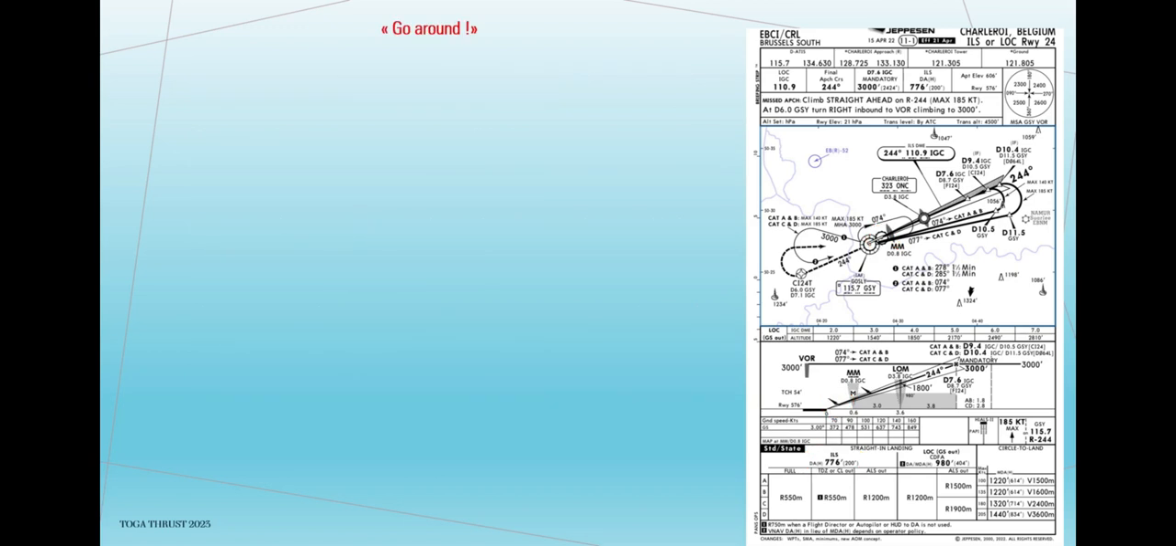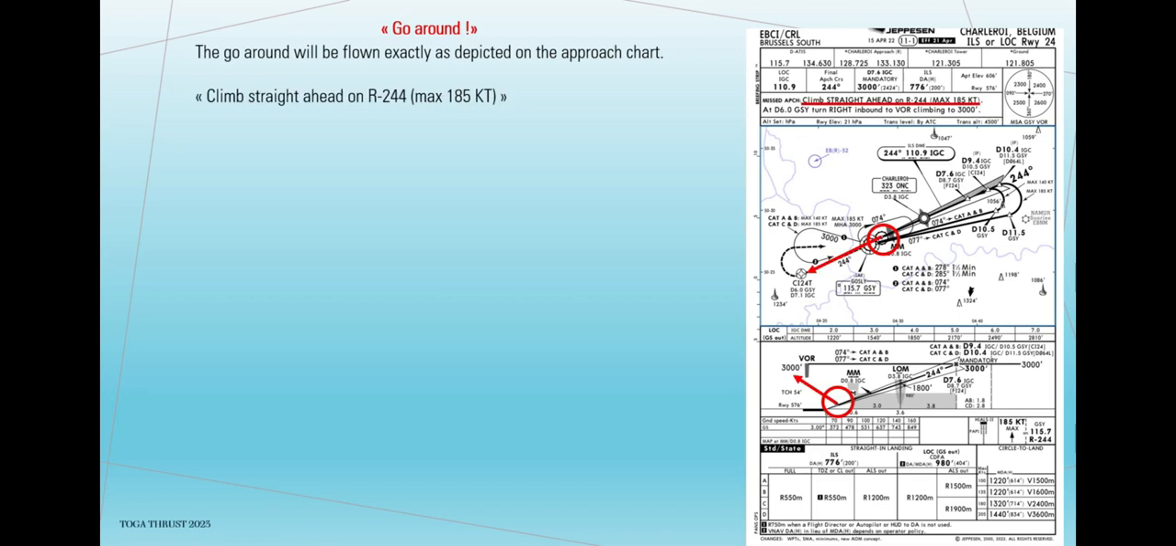Go around. The go-around will be flown exactly as depicted on the approach chart. Climb straight ahead on radial 244, max 185 knots. At DME 6.0 Gosly, turn right inbound to VOR climbing to 3,000 feet.